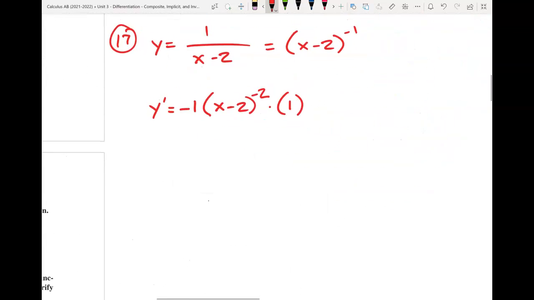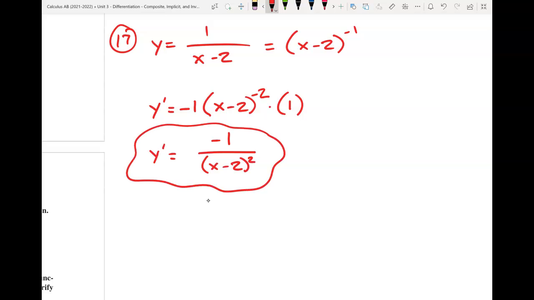Yes. Okay. And so then to simplify that, the 1's can multiply, and we have y prime equals negative 1, and then the negative 2 power can bring it back down, x minus 2 squared. And that would be the derivative. Again, that could have been done with the quotient property or quotient rule, with you having a numerator and a denominator. All right, let's see.